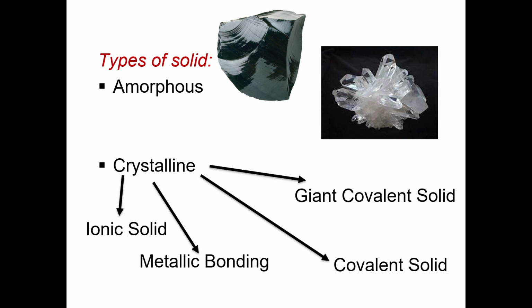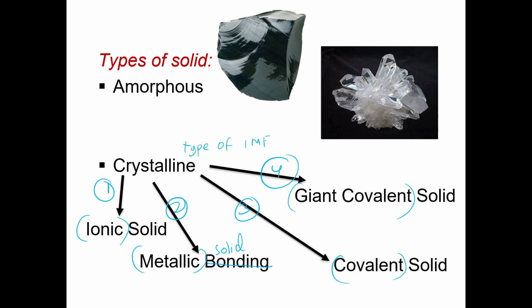Okay, we go in detail for crystalline solid. For crystalline solid, we have 3 types of crystalline solid. Okay, we have ionic solid, metallic solid, covalent solid, and giant covalent solid. Okay, this is metallic solid. For the name of each solid, it actually represents the type of intermolecular force that exists.